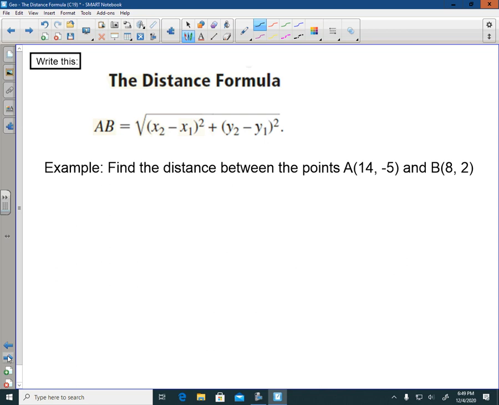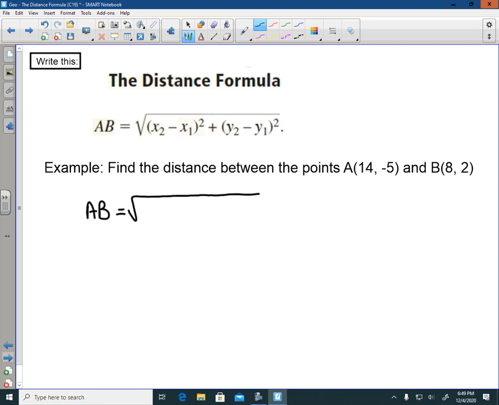So we've got an example problem. Find the distance between the points A and B. A is at (14, -5), and B is at (8, 2), and we want to find how long that segment is. And so we're going to use the distance formula. So we're going to write down AB because that's the length that we're going to find, and that's going to equal, and then please do yourself a massive favor and make a big square root symbol. I cannot tell you how many times I've seen students leave that square root symbol out, and then they get the answer wrong every time, and they don't understand why.